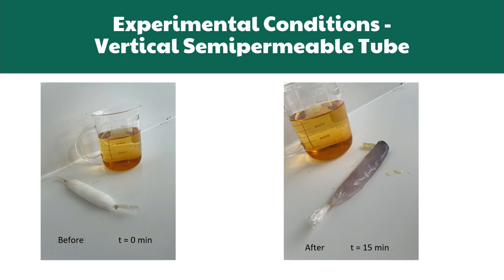The picture on the right shows the result of our experiment after it was run for 15 minutes. The cornstarch solution inside of the dialysis tubing has turned a dark purple color, indicating that the iodine has diffused through the membrane, therefore mass transport of iodine has occurred from the beaker solution to inside the dialysis tubing. However, there is no mass transport of cornstarch from the dialysis tubing to the beaker solution, as there is no reaction occurring outside of the tubing.